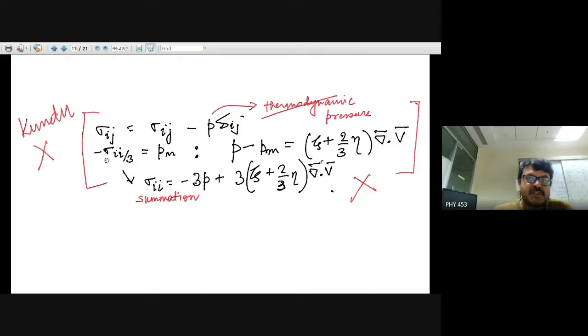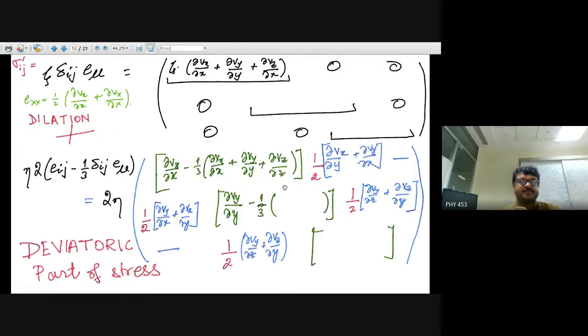So in Kundu, what it does is basically define sigma, the sum of this. It defines the mechanical pressure, which incorporates contribution from this, and this it keeps calling the thermodynamic pressure, which is wrong. That's all that I want to say. But of course, we are going to refer to Kundu otherwise.